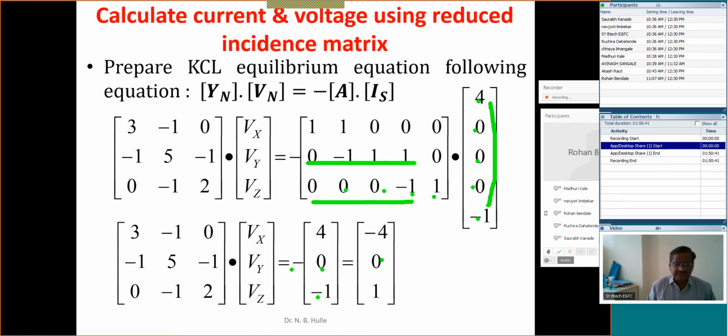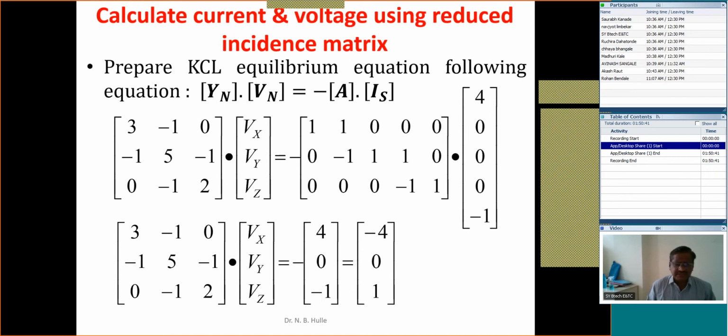If we multiply by the minus sign, this becomes minus 4, this is 0, and minus and minus gives plus 1. Now we have this equation: 3 Vx minus Vy plus 0 Vz is equal to 4. Generally, we can use a calculator directly to find the values of the node potentials. Here, I can show you how these calculations are done. We can use this calculation and find these values.